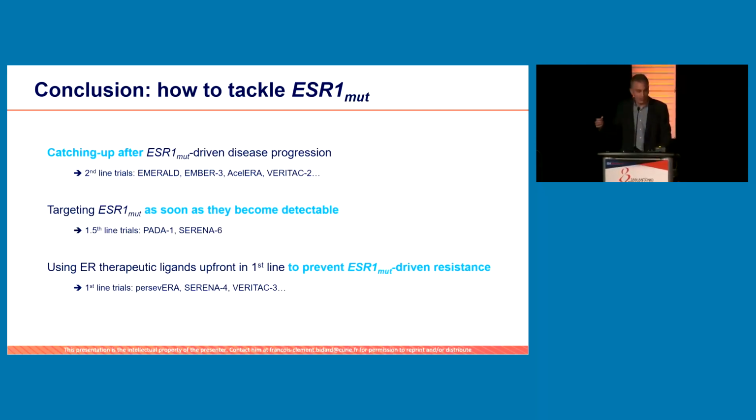And again, this is pursued now in SERENA-6. And lastly, what about preventing the appearance of these ESR1 mutations? So 40% of patients will develop an ESR1 mutation. So this patient population, and it could also be a broader benefit than these 40% of patients. So we could have a benefit by using these new oral SERDs, which are more potent than fulvestrant, in the context of upfront first-line therapy to prevent these ESR1 mutant-driven resistance.